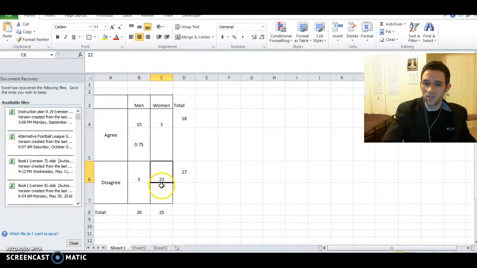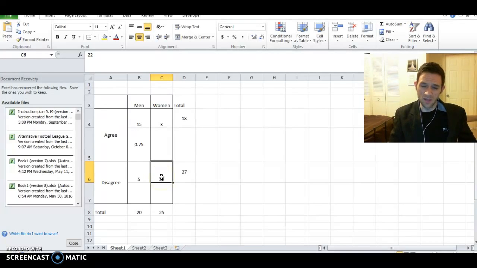So if I just had 22 here, I know this is 5 because 27 minus 22 is 5. And I know this is going to be 3 because 25 minus 22 is 3. So with one single cell, we could fill out the rest of this table. It's kind of like a cool little Sudoku puzzle or something like that. So we call that degrees of freedom. How many cells are free to vary? And in the case of this table, only one cell can vary. Once we have one cell filled out, we can fill the rest out as long as we have the totals.